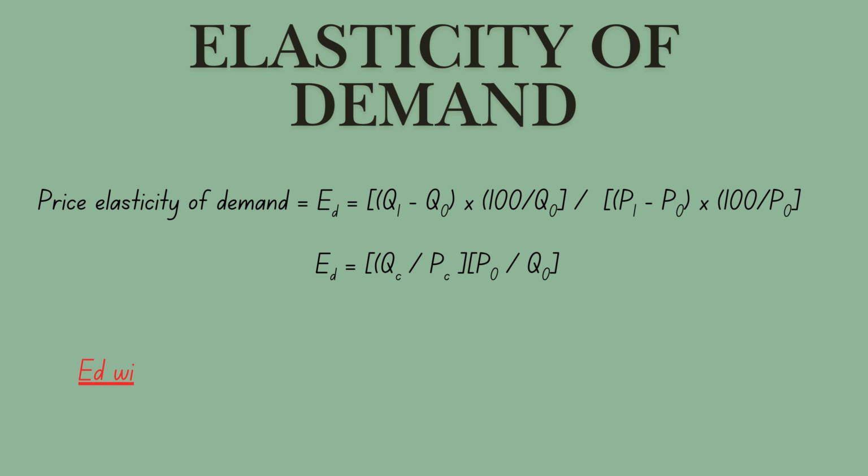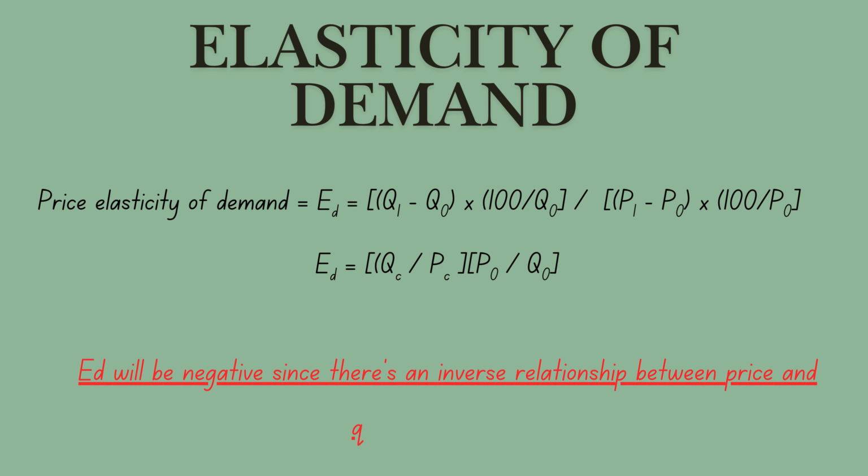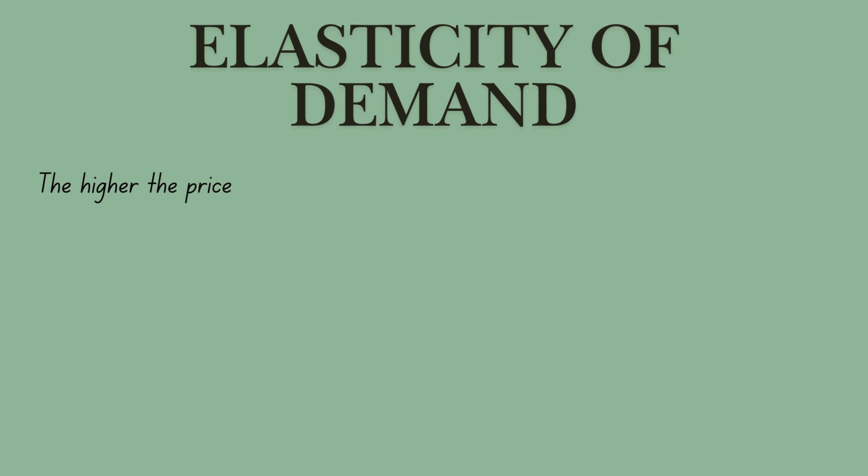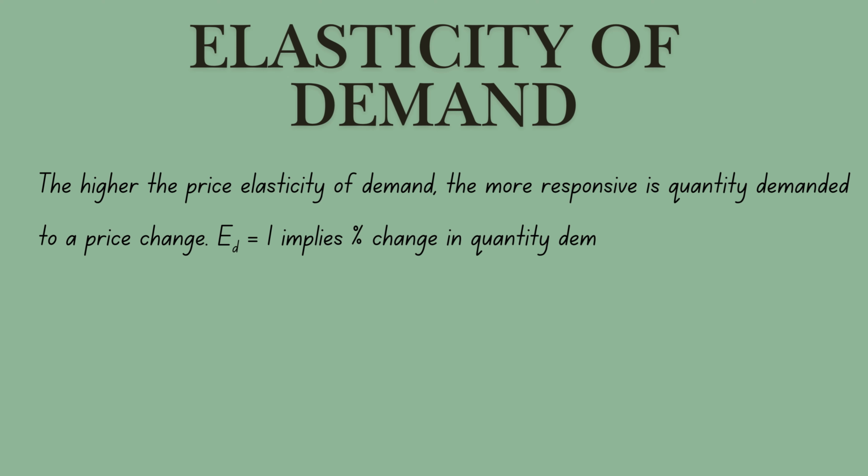Price elasticity of demand will be a negative number since there is a negative relationship between price and quantity demanded. However, we generally take its absolute value. The higher the elasticity is, the more responsive quantity demanded is to the change in price. So an elasticity of demand equal to 1 implies that the change in quantity demanded is equal to the change in price of the commodity.